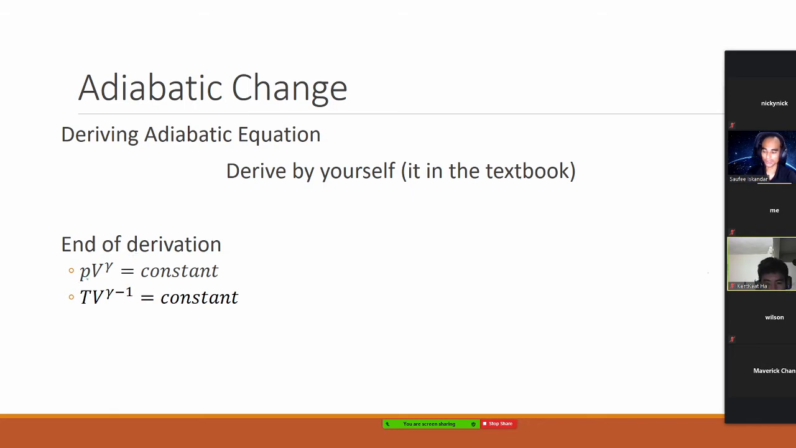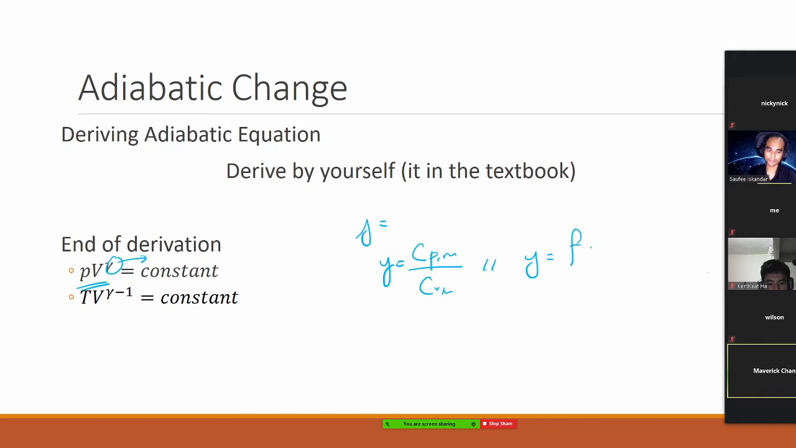The end result of the derivation is pressure times volume to the power of gamma. What is gamma actually? Remember, gamma is CP over CV, the molar heat capacities. Or gamma equals (f plus 2) over f, where f is the degrees of freedom. So you have to include the gamma here. Both of them use gamma.